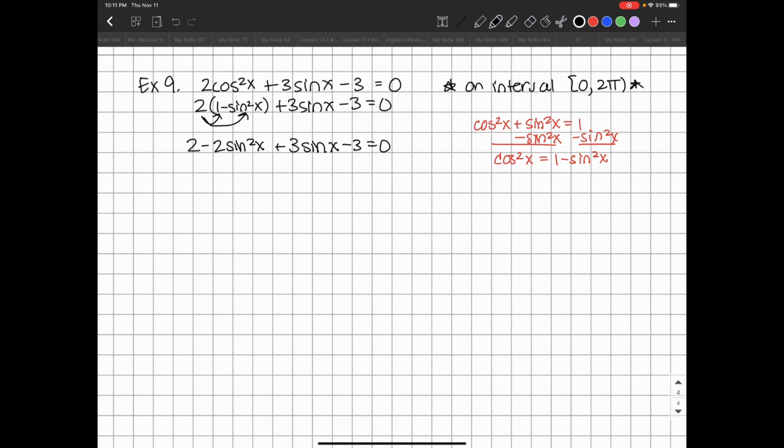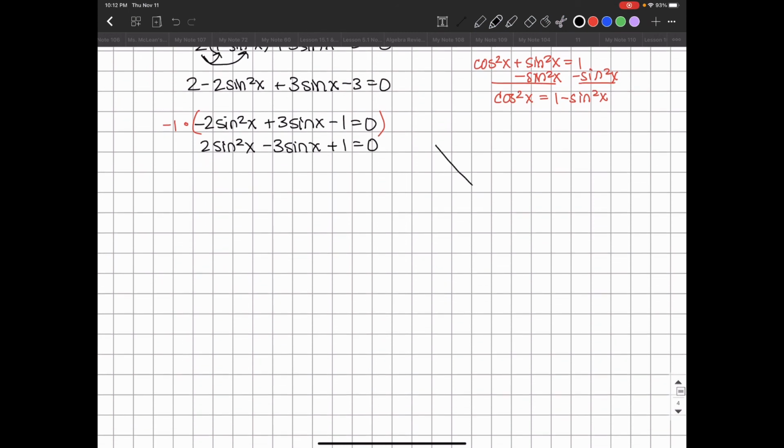I'm going to now combine my like terms. So I'll have negative 2 sine squared of x plus 3 sine of x minus 1 is equal to 0. And then I want a positive number in front of my sine squared. So since this is an equation, I'm going to multiply everything by -1. And I'm going to get 2 sine squared of x minus 3 sine of x plus 1 is equal to 0. And then I'm going to use the diamond to solve.